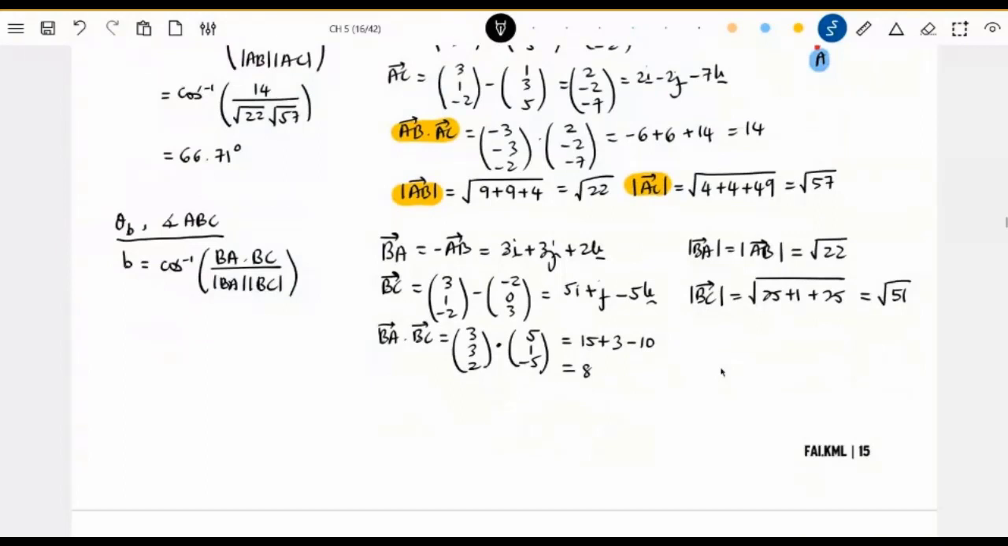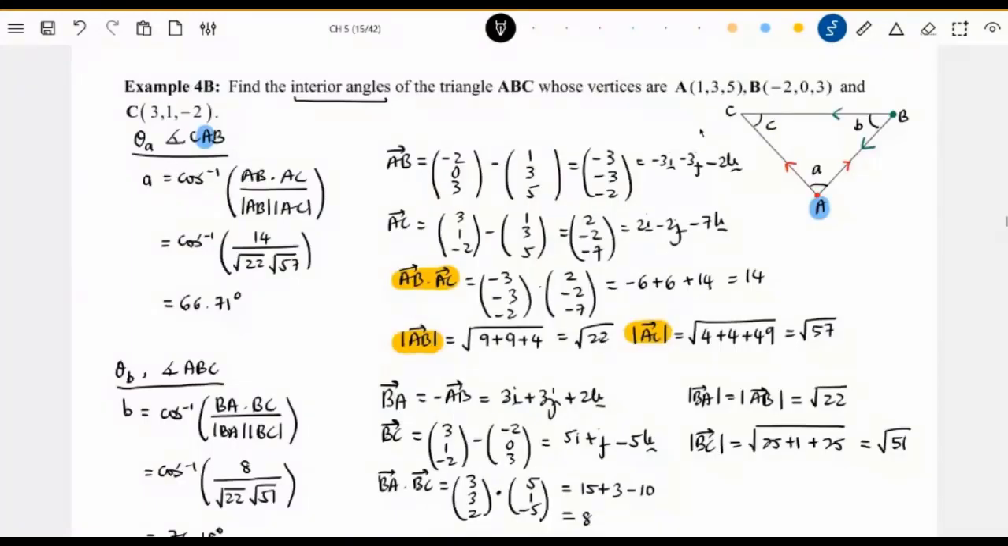Alright, so now we have the dot product, we have all the magnitudes. So substitute into the formula. So we're gonna have 8 over square root 22 square root 51. Okay, angle dapat berapa? 76.81. Okay, good. Alright, so in order to get the C, we have 180 minus A minus B. Sebab kita tahu interior angle inside the triangle total mesti 180. So once kita dapat 2, kita dah boleh dapat yang C.